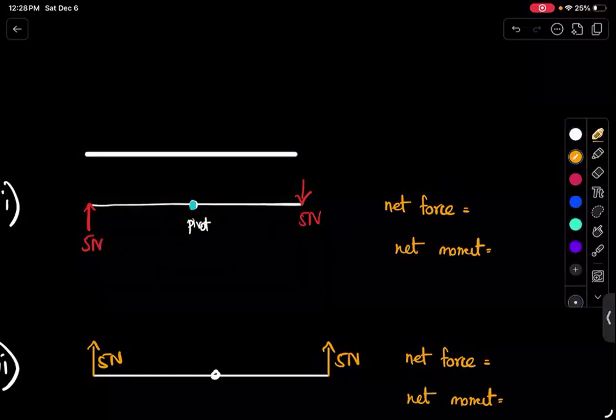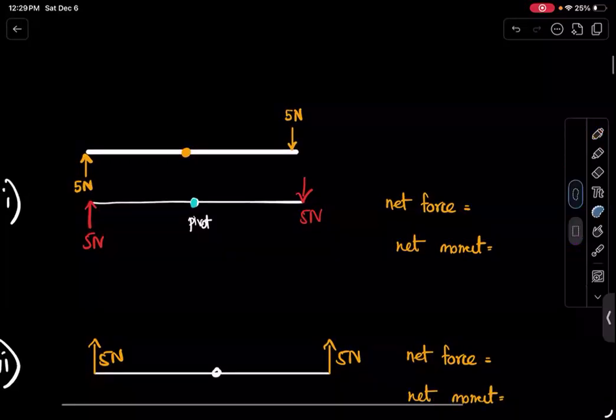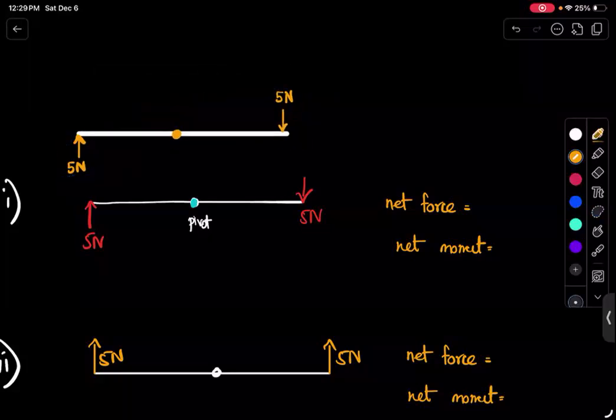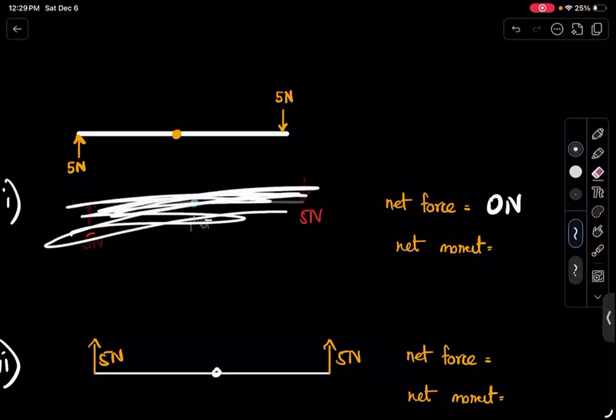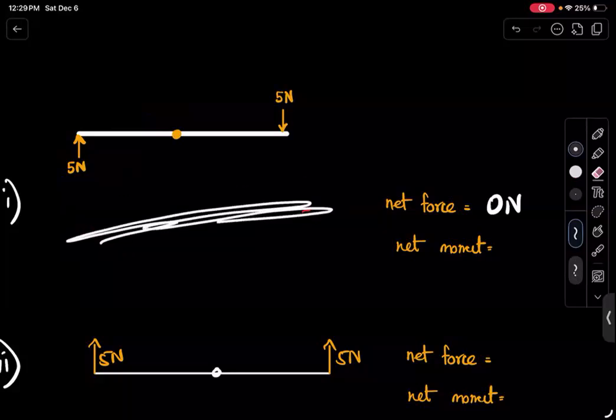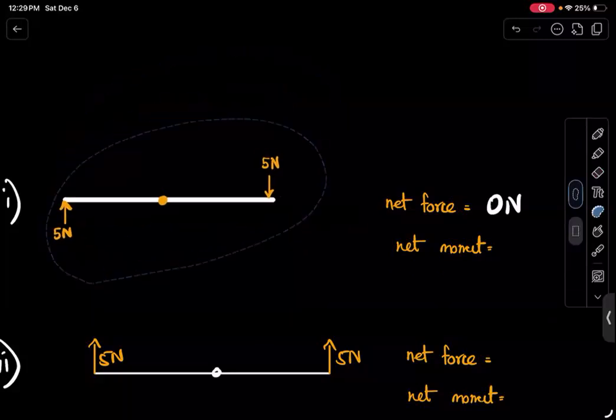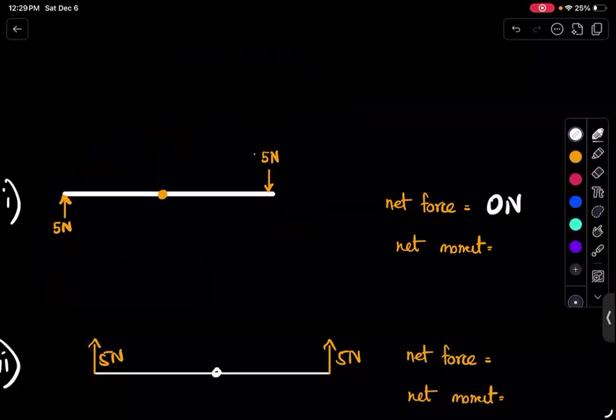The forces are in opposite directions, right? They're pointing towards each other. So the net force would be zero here. Exactly. There's no net force on it, because you're applying the same amount of force in equal and opposite directions. Because if this is plus five and this is minus five, then plus five minus five is zero.